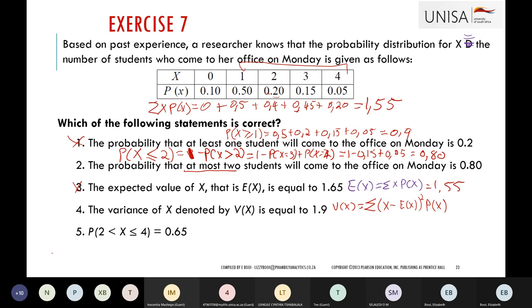With the variance, we need to subtract. So I'm going to say the variance. I'm going to do x minus the expected value, which is 1.55, squared times the probability, which is 0.10. Let me know if you're not getting the answers as I am getting, which is 0.2403, plus 1 minus 1.55 squared times 0.05. I get 0.1513. 2 minus 1.55 squared times 0.20. I get 0.0405. Do you all get the same?